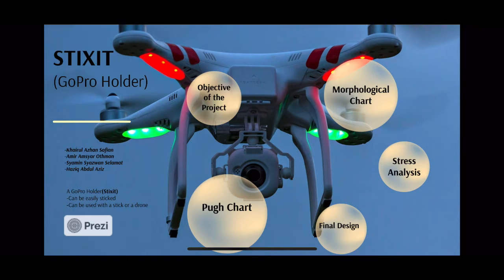So in this presentation, we're going to explain the objective of the project, the Pugh chart, morphological chart, stress analysis, and of course our final design of this GoPro holder. We name our GoPro holder Stickset, as our main purpose of design is to make it easier for users to use it with a drone or with a stick.